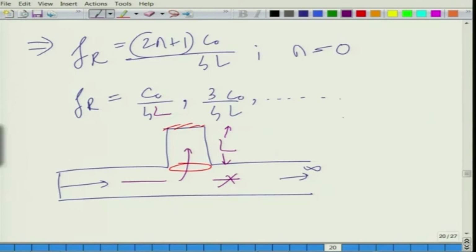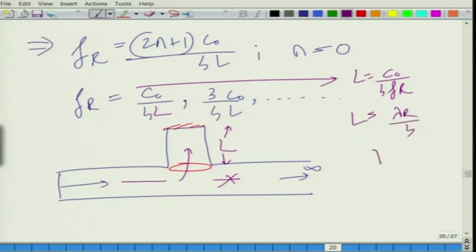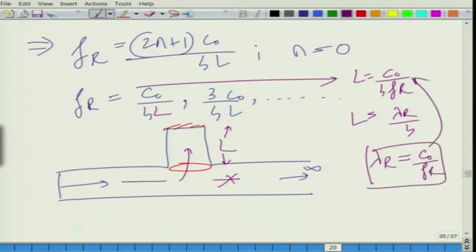In a way we can also think of this expression like L is equal to C naught by 4 F r, where L is then lambda r by 4, because wavelength is C naught by F r. So, we are just putting this in here, and the length should be a quarter of a wavelength. The wavelength will obviously vary with frequency. So, for specific wavelengths or specific tonal frequencies, complete noise control can be obtained theoretically.